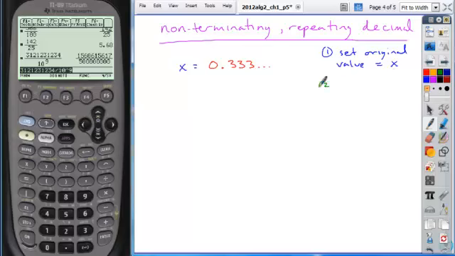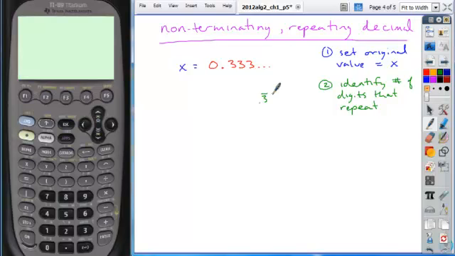All right, step 2 is to identify the number of digits that repeat. So how many digits repeat in this value? Now I have 3 digits there, but how many are repeating? Well, it repeats infinitely, but how many different digits are actually repeating there? Just the 3, right? So it's 3, 3, 3, 3, 3. So I could have also just written this as 0.3 continuing, right? So you look to see how many digits repeat.